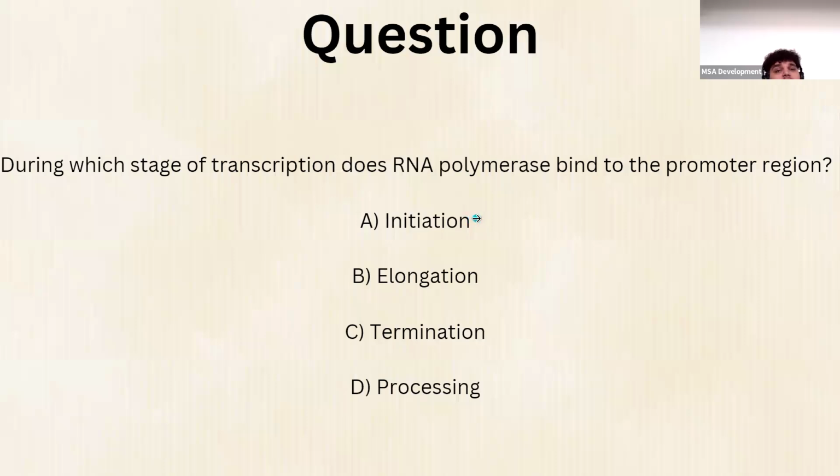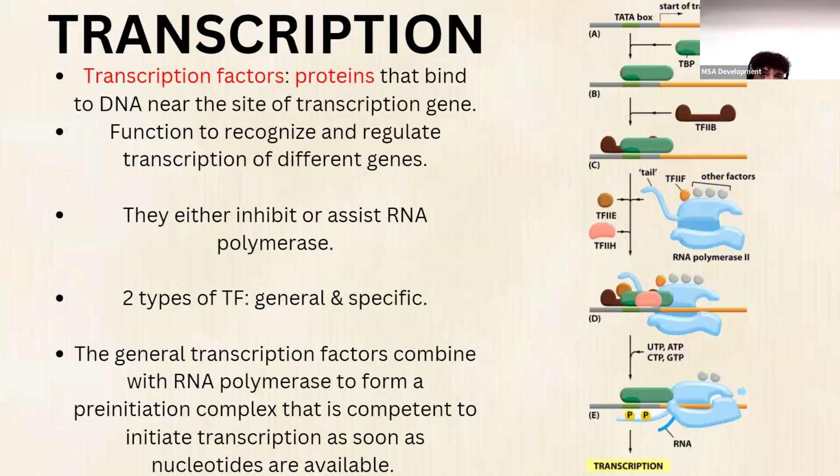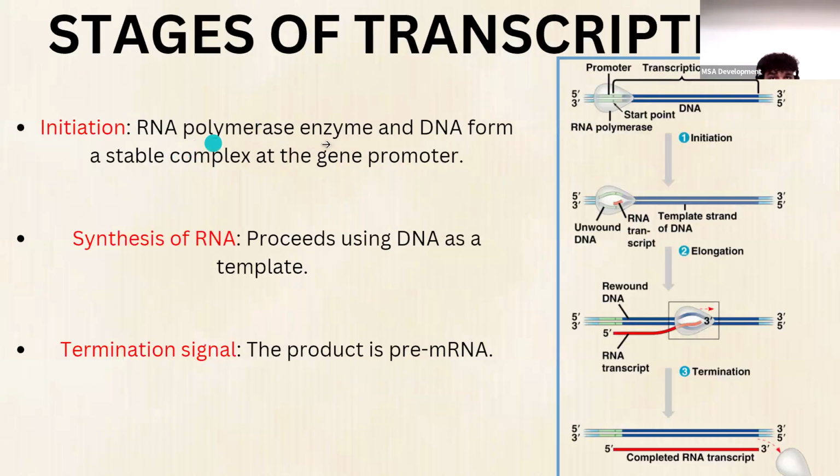Question: during which stage of transcription does RNA polymerase bind to the promoter region? I'll give you guys 5 seconds. It's a really easy question. You should answer this. Exactly. So it basically binds to the initiation. Okay. So in the initiation stage, the RNA polymerase will bind to the DNA.